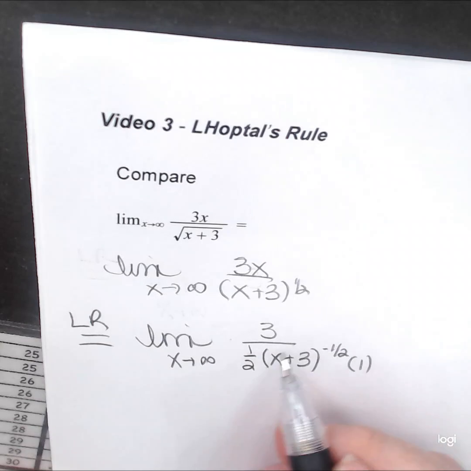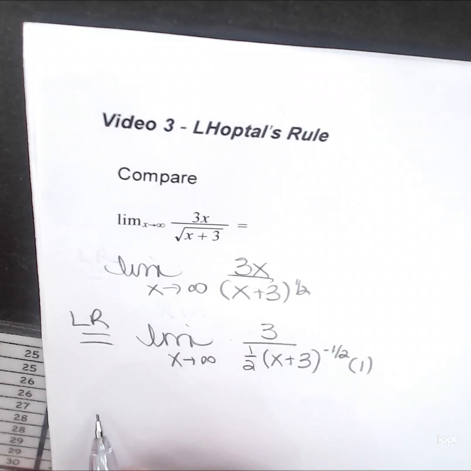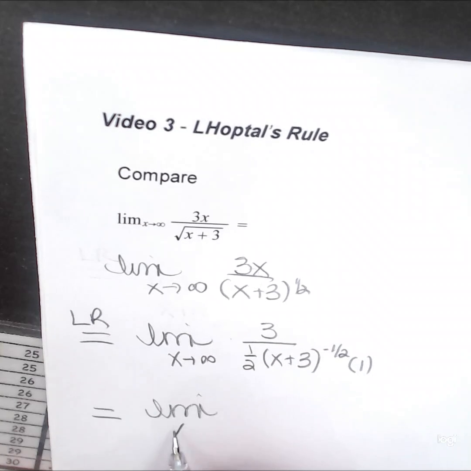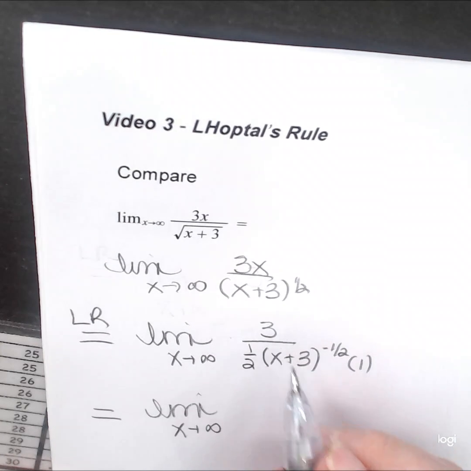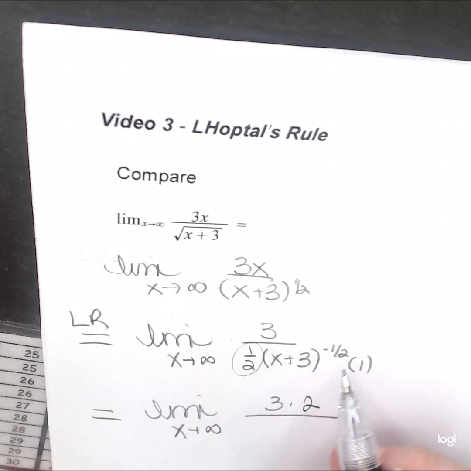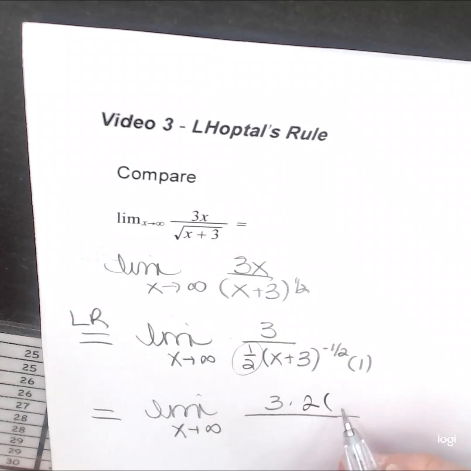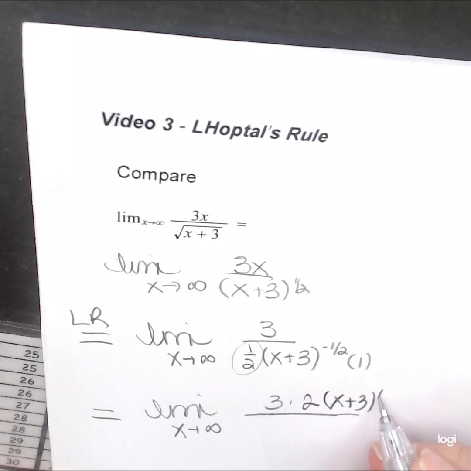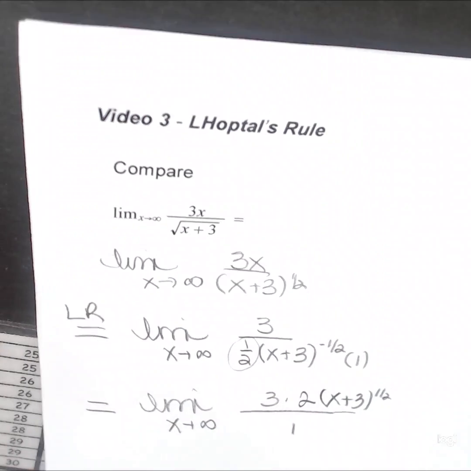And so here we've got a little cleaning up to do. Let's see what happens to this. This is going to be the limit as x approaches infinity. Now the 3 can stay where it is. This 1/2 is a fraction, so we're going to flip it and multiply it. So that's going to put a 2/1 on it. And of course, this part here is to a negative exponent, so that's going to come up to the top as an x plus 3 raised to the 1/2 power. And of course, that's just over 1.